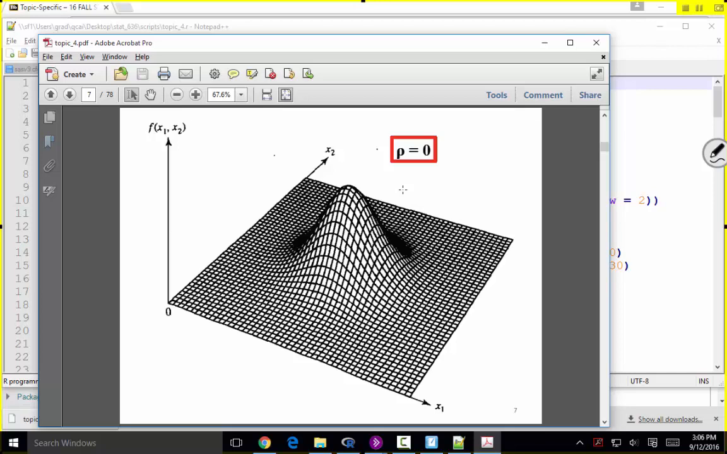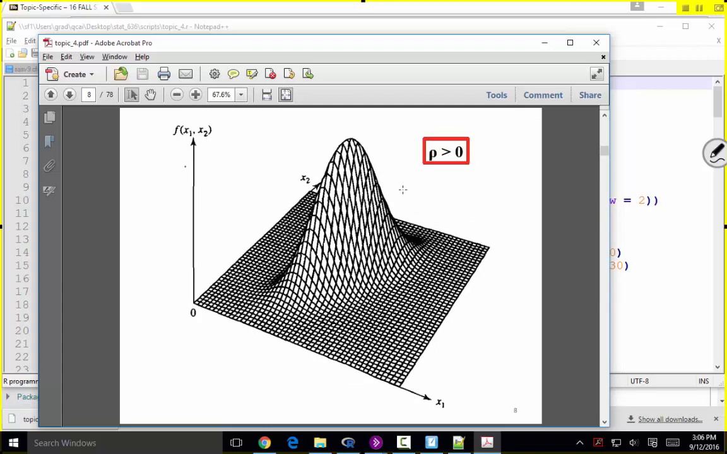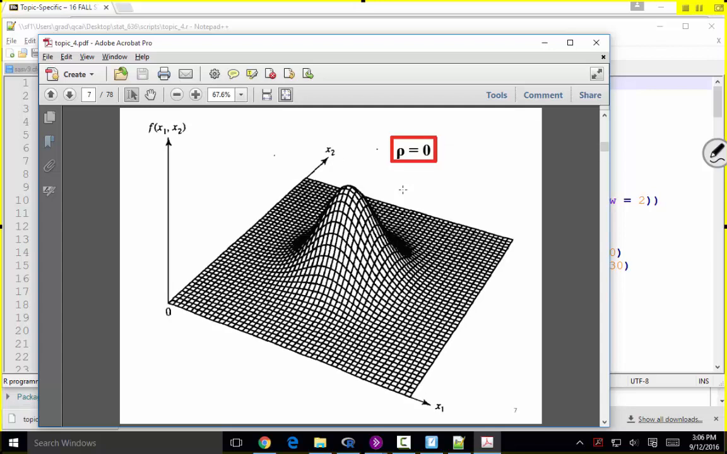This is a picture when there is no correlation between x1 and x2. Multivariate statistics is interested in preserving correlations between variables. There doesn't have to be correlation. This is what it would look like if there was no correlation. Here's a picture of what happens when you make there be positive correlation. What you get with correlation is the peak gets narrower in one direction than in the other. So they kind of move together more so than they do when they're not correlated.